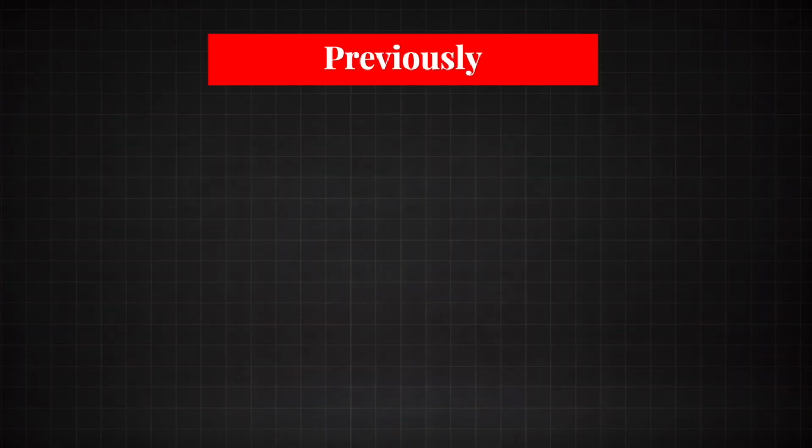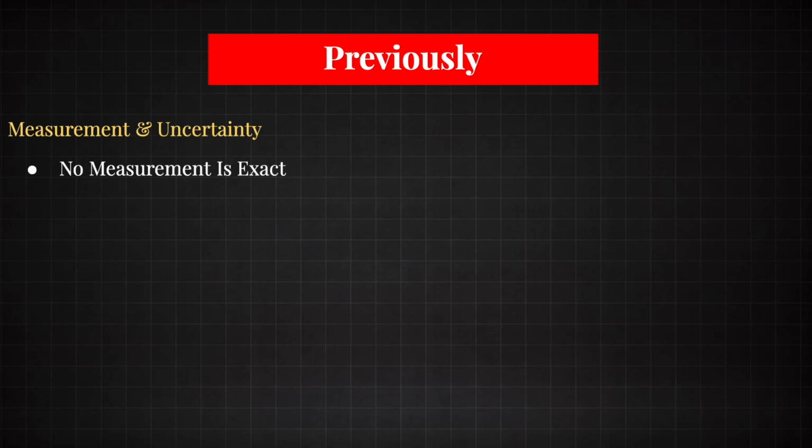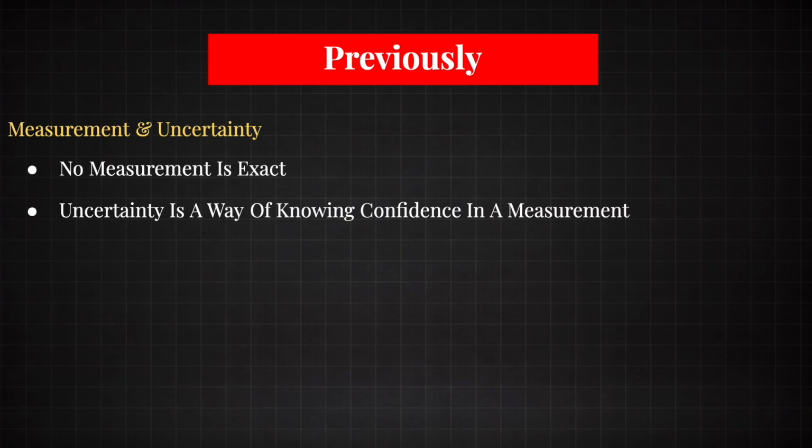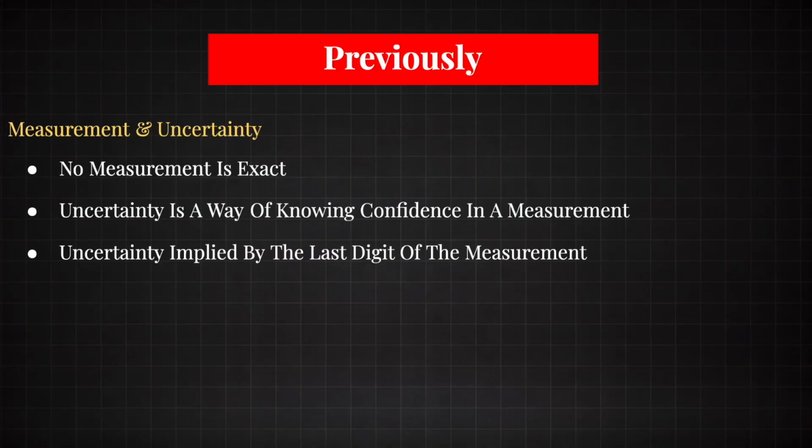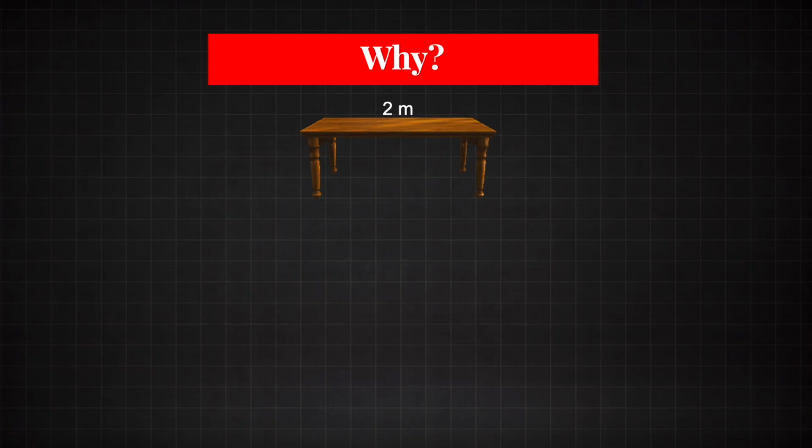In the last video, we discussed measurement and uncertainty. We learned that no measurement is exact, and we introduced the idea that uncertainty tells us how confident we are in a measurement. But there was one important detail that we briefly mentioned without fully exploring. I stated that most of the time, we don't explicitly write the uncertainty using plus or minus notation. Instead, the uncertainty is often implied by the last digit of the measurement, and that idea is directly connected to significant figures.